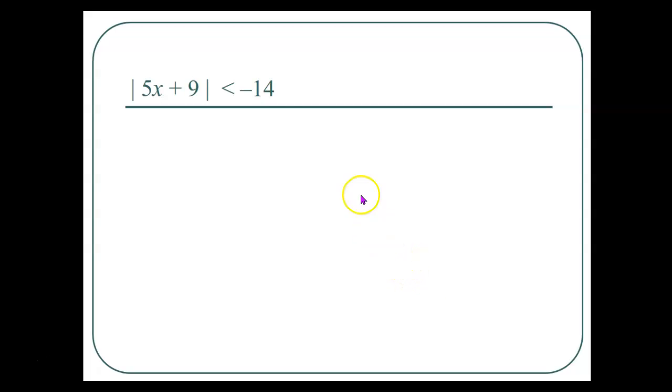And now, kind of a bonus example, what happens if we have a negative number over here? Well, no solution, because remember, the absolute value of anything can never be negative. And the only numbers that are less than -14 are negative numbers. So there's no way this could be true.